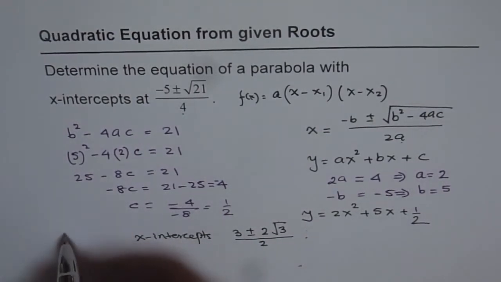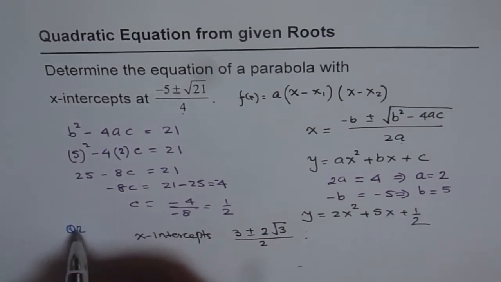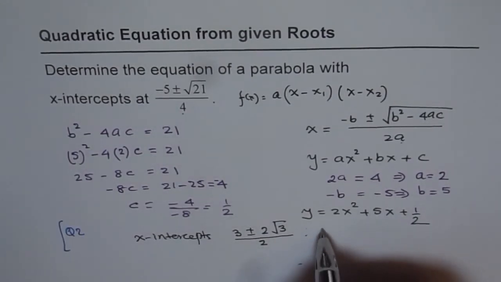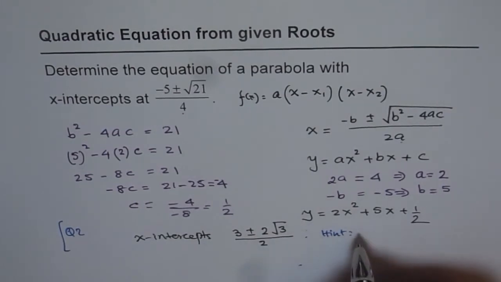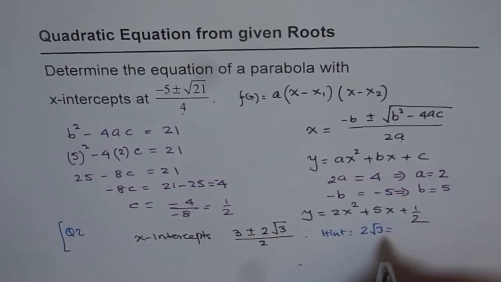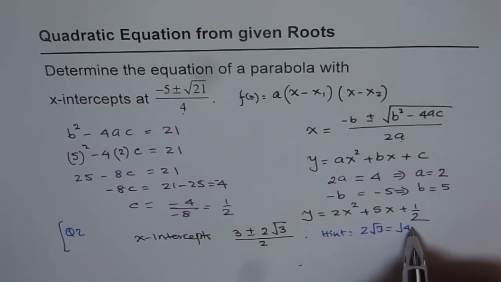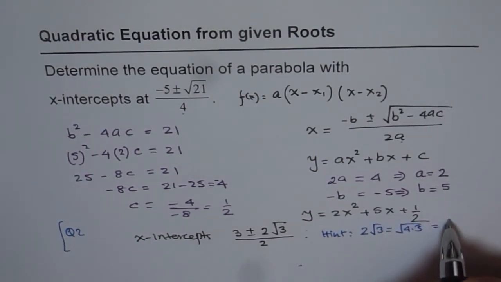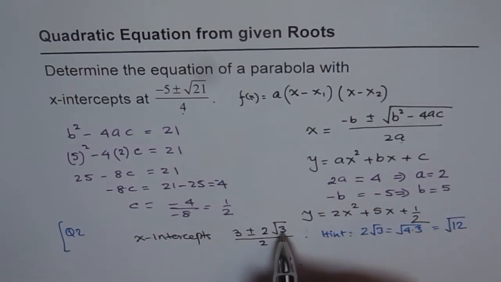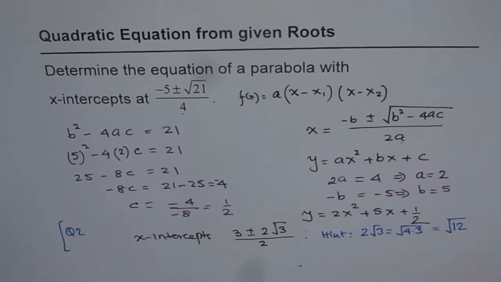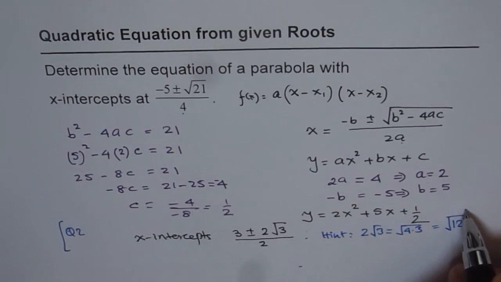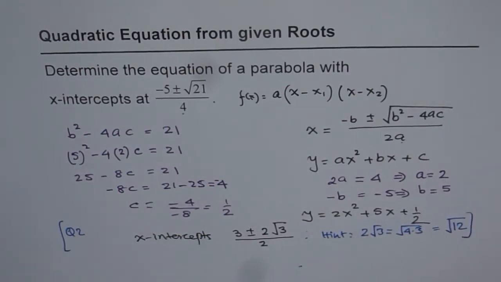So this is, I should say, question 2, which is related, and here's the hint. The hint is 2√3 actually equals, you can take the 2 inside, it becomes 4, right? So it becomes the square root of 4 times 3, which is really √12. So 2√3 should be treated as √12. So you can equate b² - 4ac to 12 and then solve the question. I hope that helps, right? But surely try this out. Thank you and all the best.